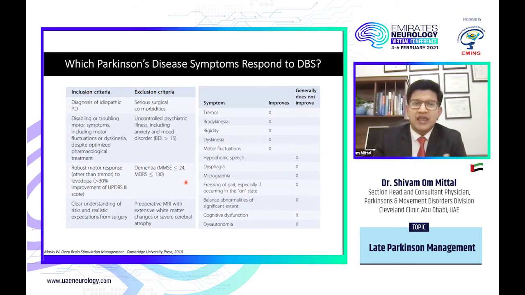We know in and out what the complications to look out for are, what the ways we can do programming to improve the symptoms are, and we also know when not to do DBS. That is a very important concept. So whenever we see a patient with Parkinson's and we think about DBS, the first thing is: is the patient really eligible for DBS?